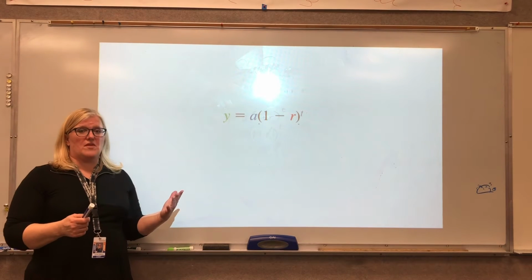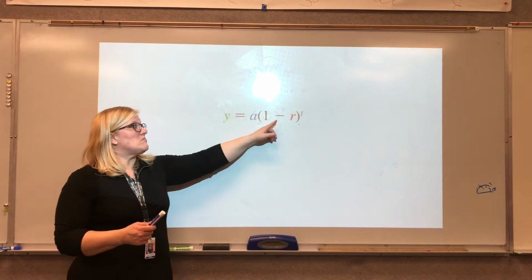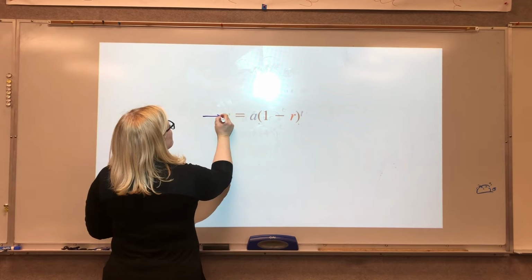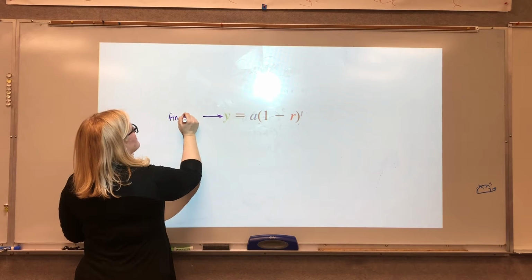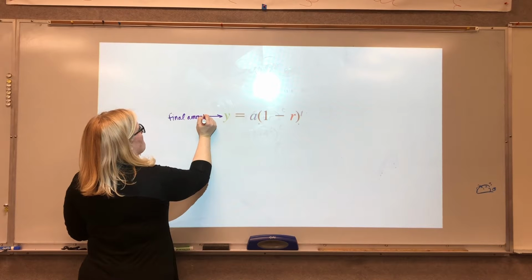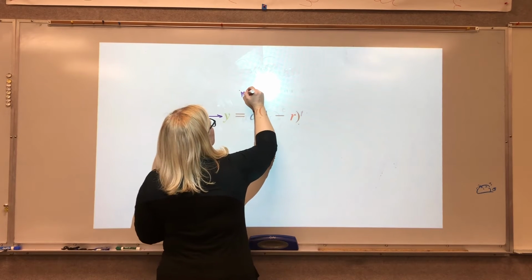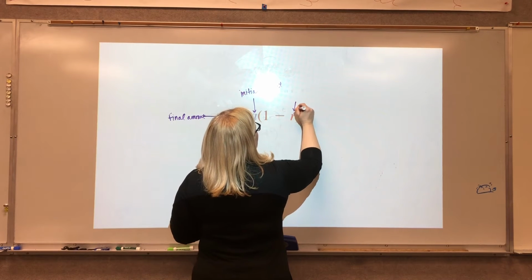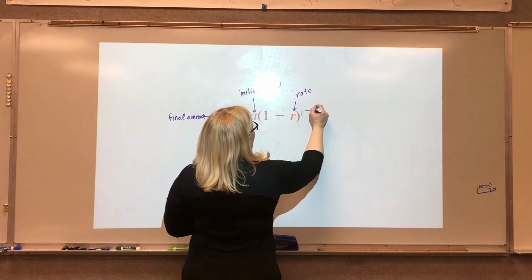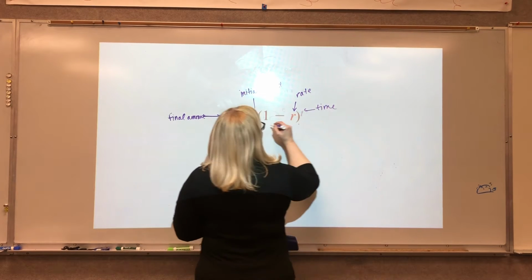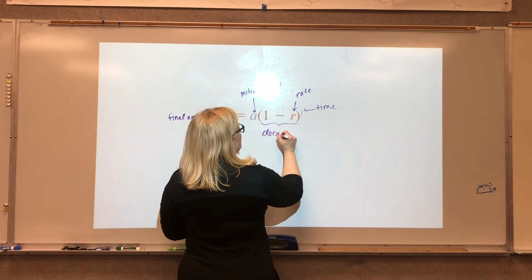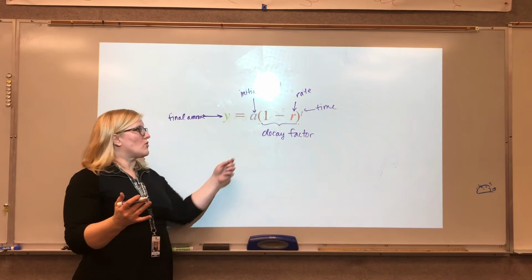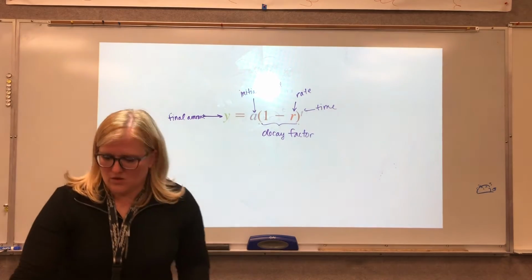Okay, so the last formula was exponential growth. So you can imagine, because I have a negative here, this is exponential decay. And we still have our final amount. We have our initial amount. We have our rate. We have our time. And this is called the decay factor. Okay, so it's almost identical to exponential growth, except we have a negative in there. We're subtracting.